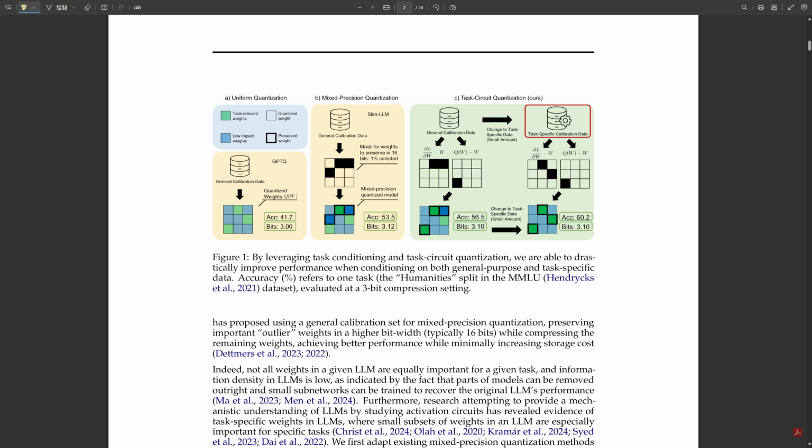So how does TaCQ actually find these important weights? What's the mechanism? You mentioned a saliency metric.